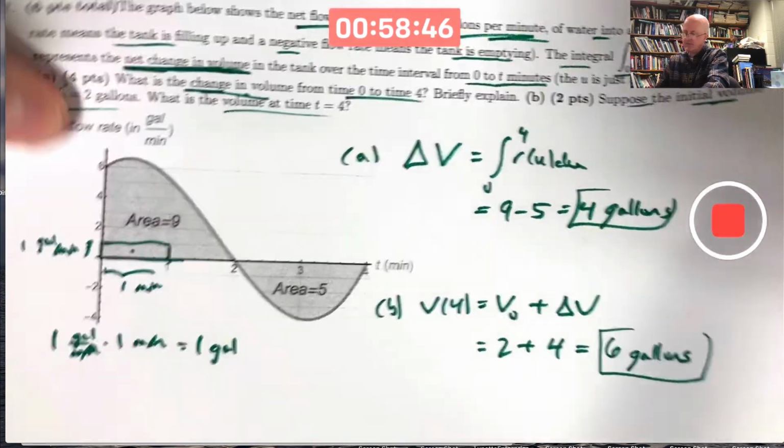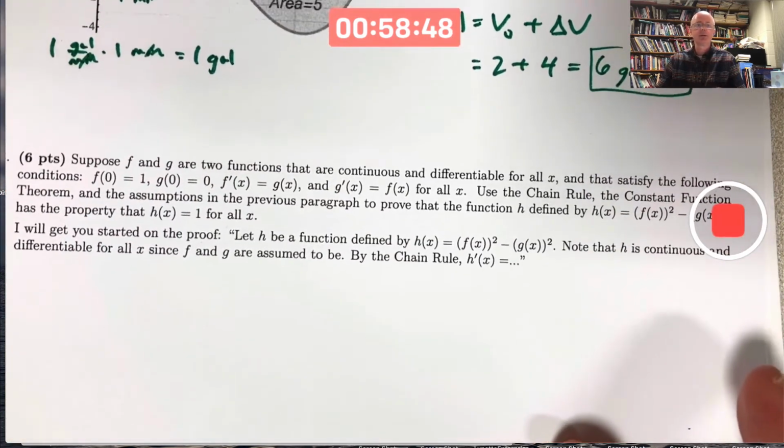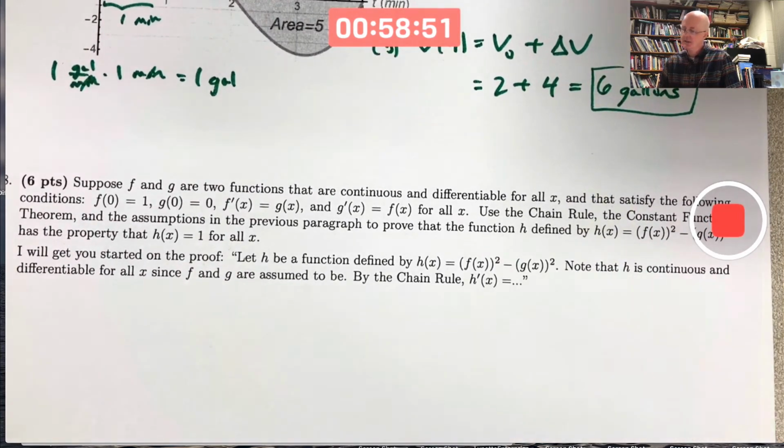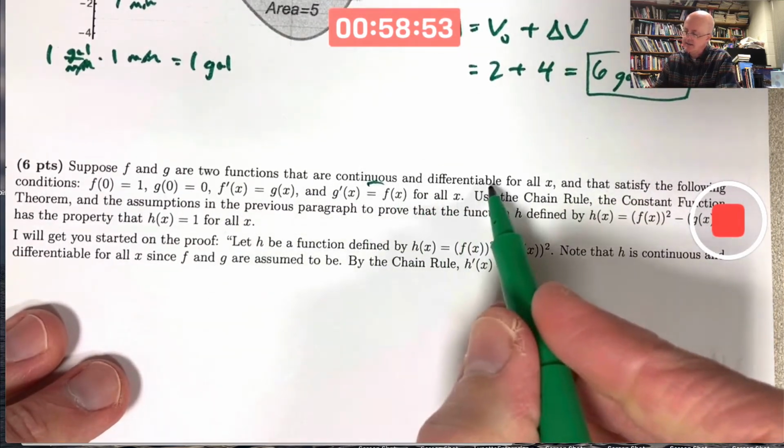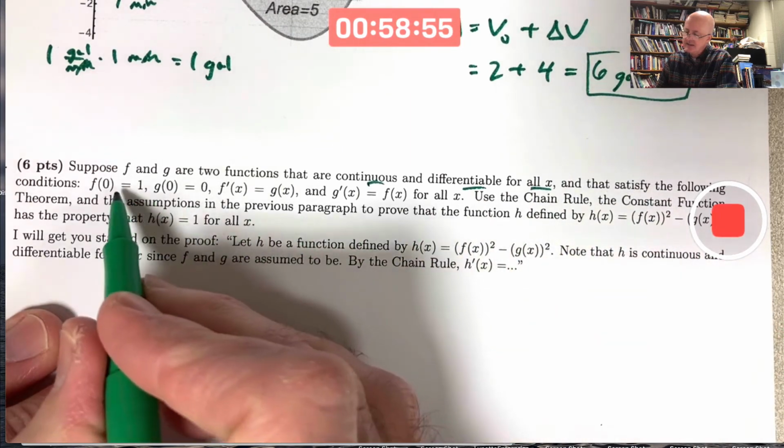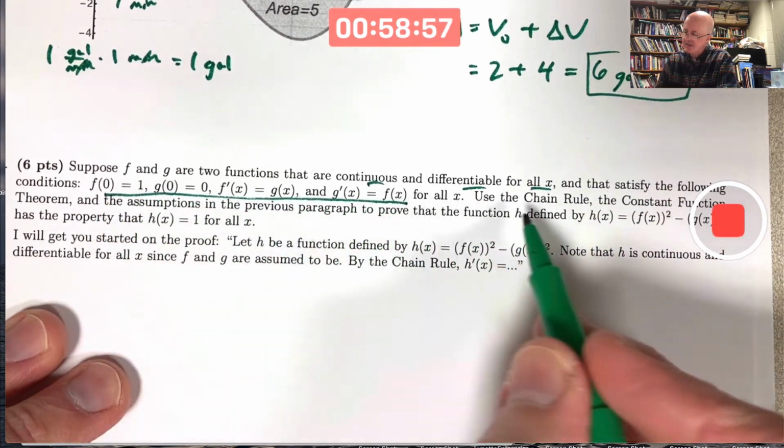Last problem. Theoretical problem. It's a proof. Suppose f and g are two functions that are continuous and differentiable for all x. Satisfy these conditions.